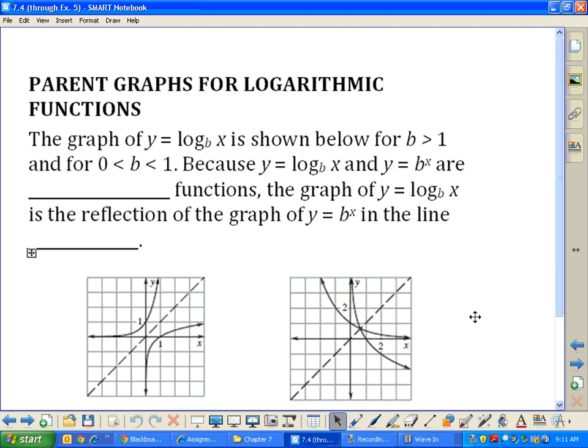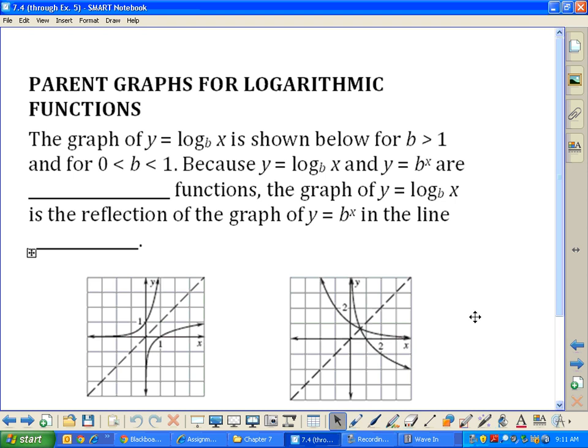No, it wasn't negative or positive. Perfect. So if your b value was bigger than 1, it grew. If it was between 0 and 1, it decayed. You can have logarithmic growth and logarithmic decay as well. Guess what it depends on? The value of b. So we're going to talk about that today.